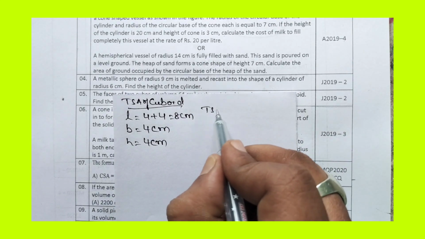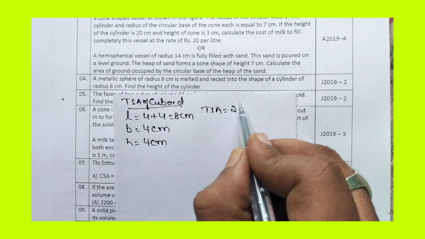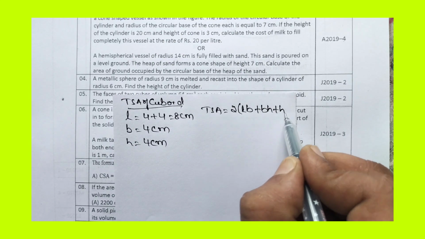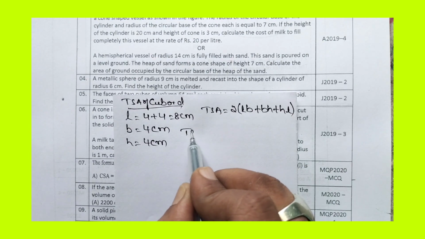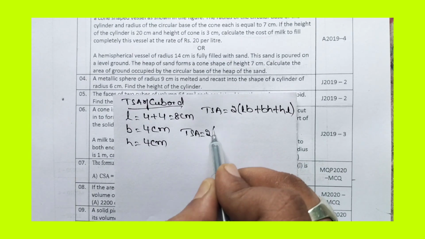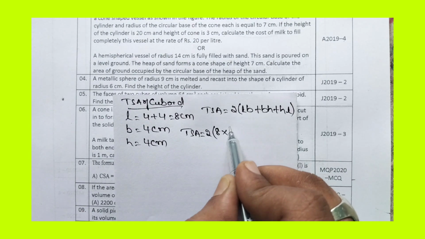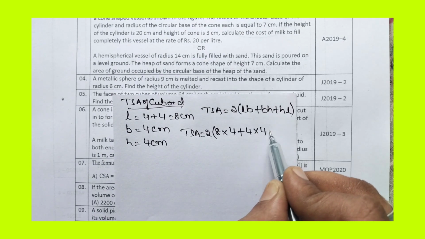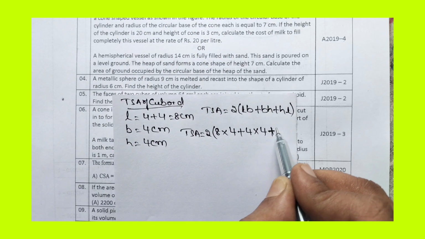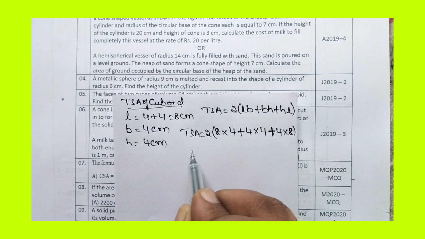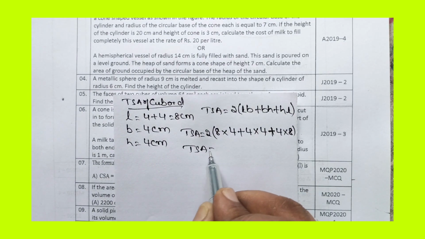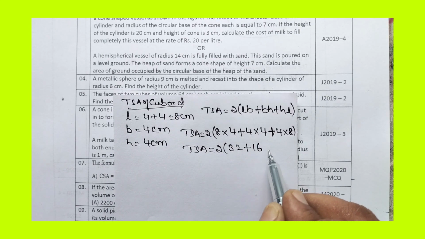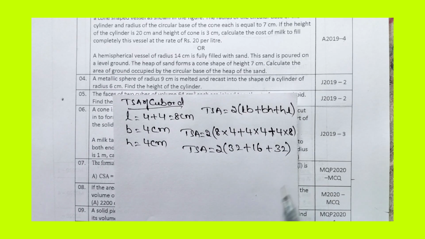So TSA of a cuboid is equal to 2 into (LB plus BH plus HL). So TSA is equal to 2 into (length is 8 into breadth is 4, plus breadth is 4 into height is 4, plus height is 4 and length is 8). So TSA is equal to 2 into (8 4s are 32, 4 4s are 16, 8 4s are 32).